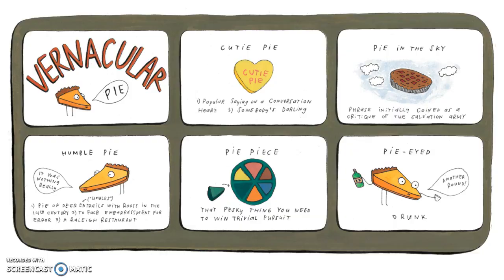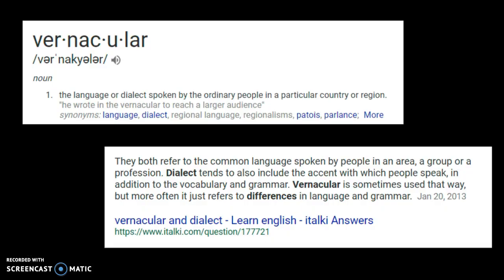part of my vernacular. So if you look here, vernacular is the language or dialect spoken by the ordinary people in a particular country or region. Ultimately, this definition makes vernacular seem synonymous to dialect. It actually lists dialect underneath the synonyms. And if we look at this comparison, it says they both refer to the common language spoken by people in an area, a group, or a profession. Dialect tends to also include the accent with which some people speak, in addition to the vocabulary and grammar. Vernacular is sometimes used in that way, but more often it just refers to the differences in language and grammar.